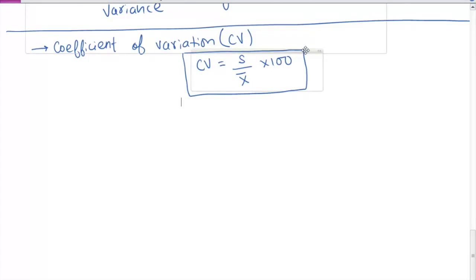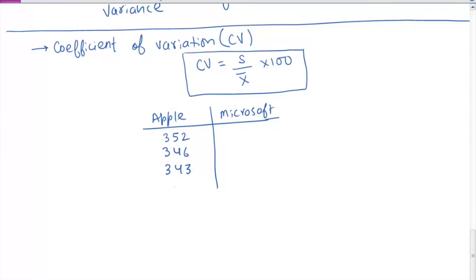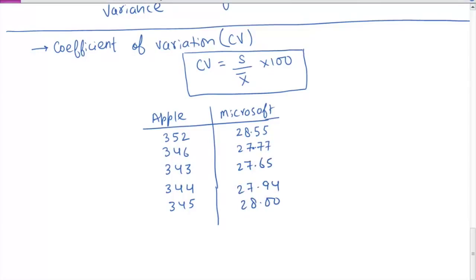Now this is used when you have two data sets which are totally different in terms of numerical values. They are quite different. So let's say we have data on stock price of Apple and Microsoft. These are the closing prices in the stock market. Closing prices are the prices at the end of the day. You can see that the numbers for Apple are quite big compared to, even more than 10 times compared to the numbers for Microsoft.